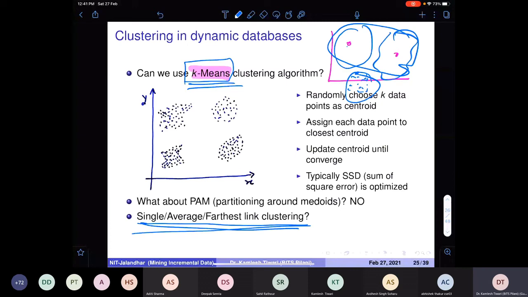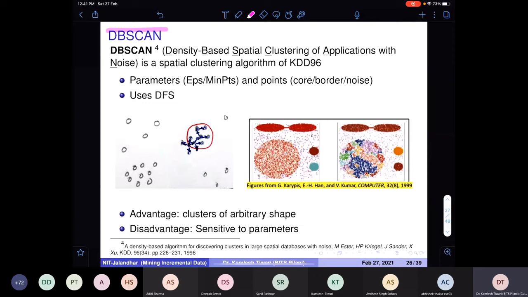So we are going to see another method called DBSCAN, density-based spatial clustering of applications with noise. DBSCAN was a KDD paper that appeared in 1996. You can see this particular link and explore it. DBSCAN is an interesting algorithm. Let me tell you how it goes. It is a very interesting idea.